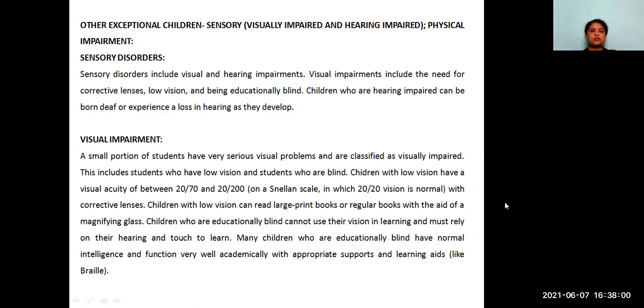So first, let's take up visual impairment. A small portion of students have very serious visual problems and are classified as visually impaired. If you see on a Snellen chart, regular normal eyes will have a reading of 20 by 20, but children who have a problem with visual acuity will have 20 by 70 or sometimes 20 by 200 on a Snellen scale. So they need corrective lenses, or they can use magnifying glasses when they are reading, or they may need big printed books in order to read. Sometimes you can always give them reading material that they can use their sense of hearing and touch to study. That is like the braille system.